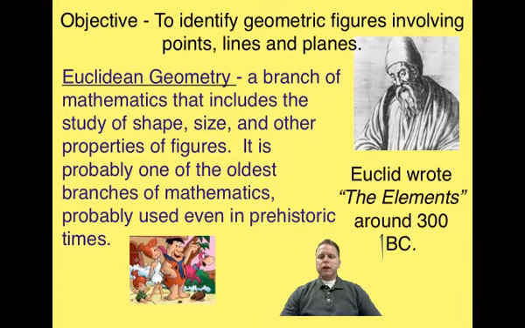Okay, and Euclid, that's where Euclidean geometry came from, wrote the book The Elements around 300 BC. BC stands for before Christ. Okay, so it's been around a long time.